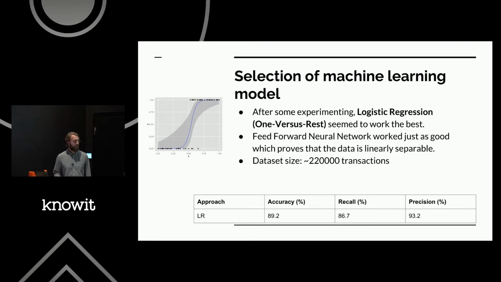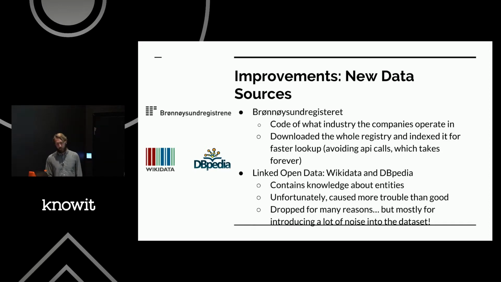But this is a fairly simple approach, so I wanted to introduce some extra data sources to maybe up the accuracy. So then I introduced a data set from Brønnøysundregistrene, which contains a code of what industry the different companies operate in. This is very, very useful for classification. The way I used it was to download the whole registry and just index it locally, so I could look it up every time I needed something from there.